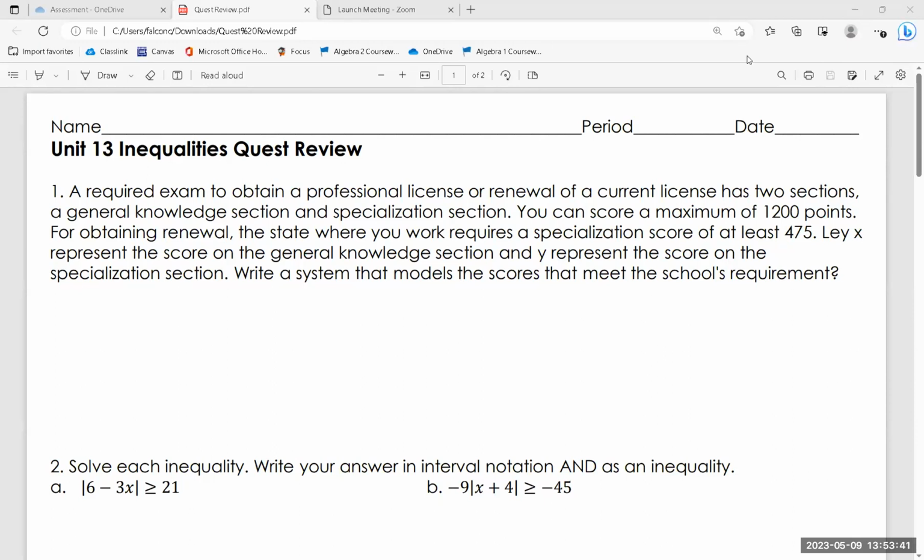Okay, so for number one, it's a word problem. It says a required exam to obtain a professional license or renewal of a current license has two sections, a general knowledge section and a specialization section. You can score a maximum of 1,200 points. For obtaining renewal, the state where you work requires a specialization score of at least 475. Let X represent the score on the general knowledge section and Y represent the score on the specialization section. Write a system that models the scores that meets the school's requirements.